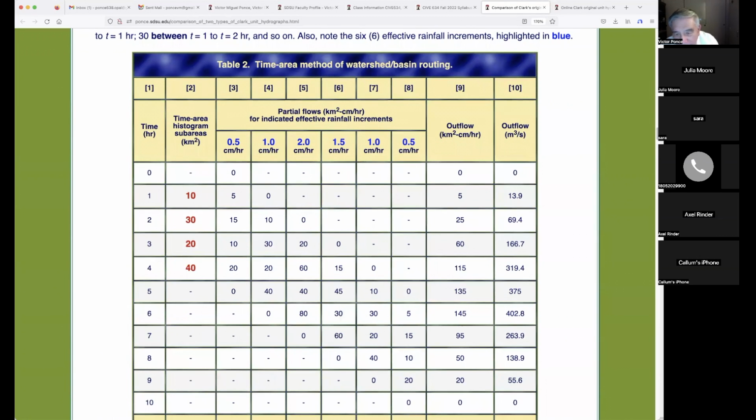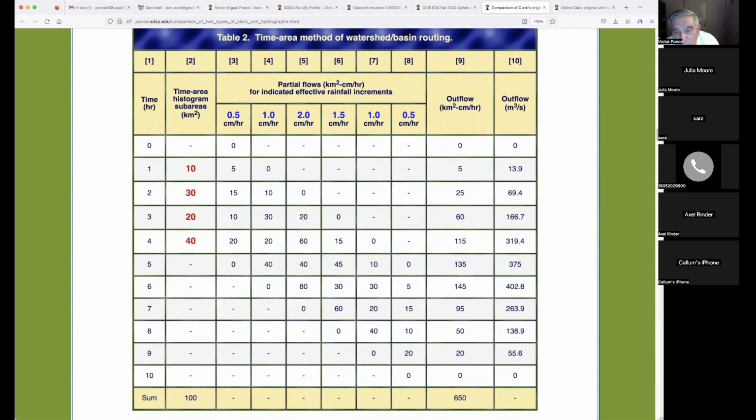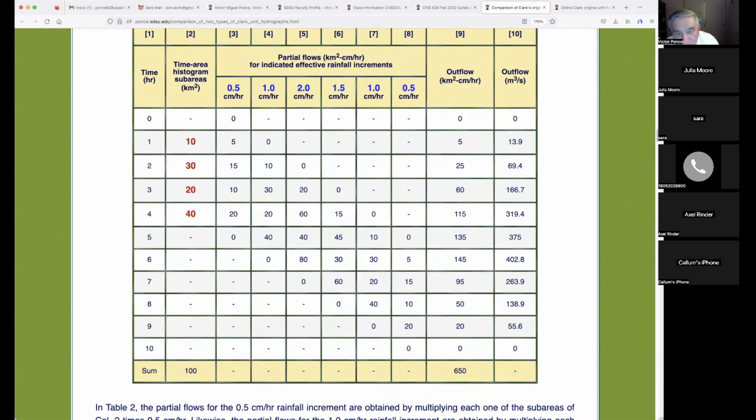And the way we have calculated this for clarity is that we used kilometer square centimeter per hour, which gives you discharge, as you know, because it's an area times an intensity. The area is L squared, intensity is L over T, times L squared, L cube over T, and that's a discharge. So then we converted that by multiplying by the appropriate factor, which is 2.67, to the outflow in cubic meters per second. We did this because we wanted to show that this was a mass conservative method.